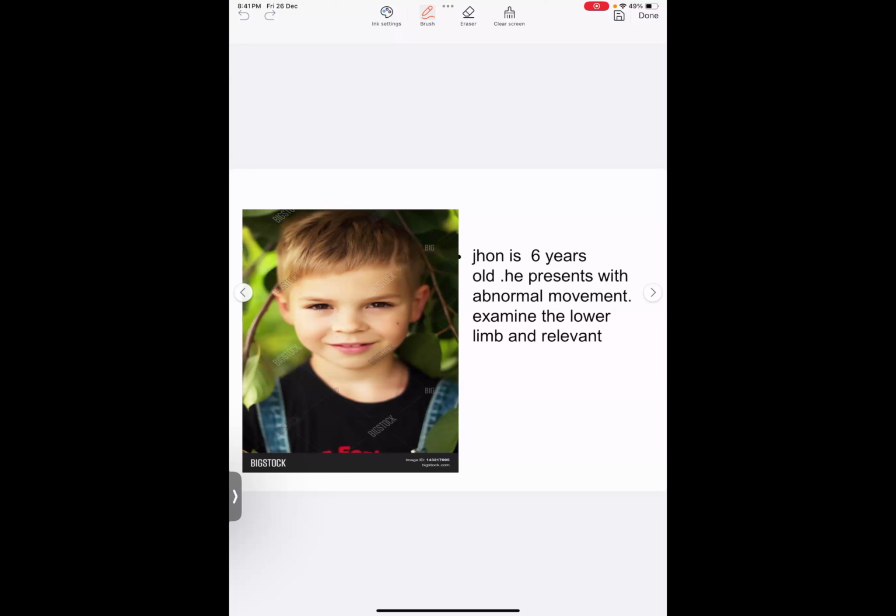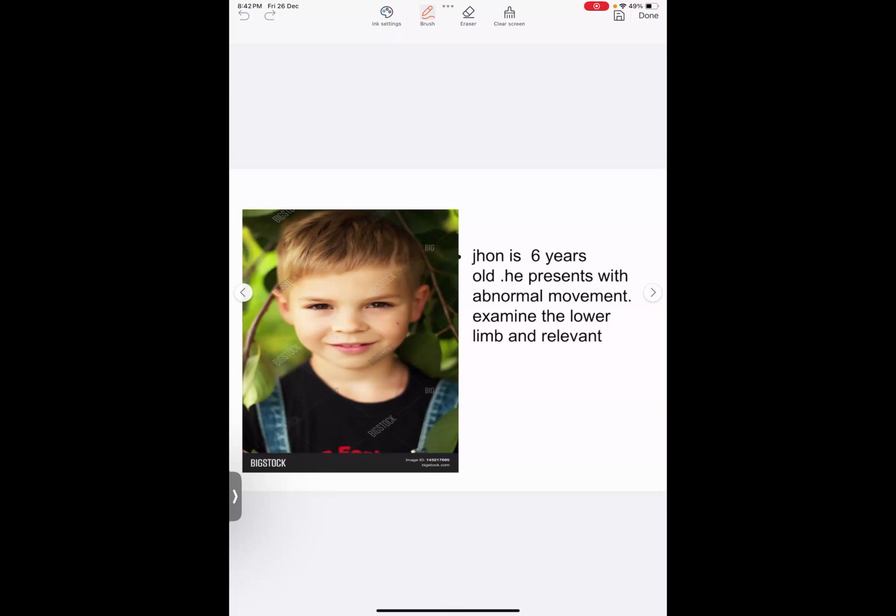And also I have to check the other limb, the upper limb. I have to check for power. Right sided power is 3 by 5. Left side is 5 by 5. Then I have to cover the patient and thank the patient.